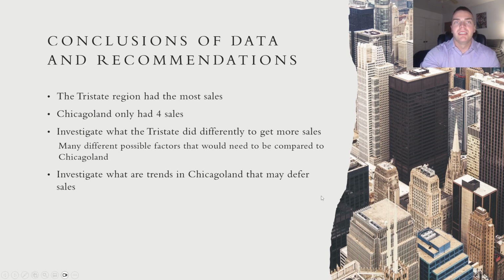So basically, same idea. You want to defer negative trends in the company. Chicagoland was kind of a negative trend as it only got 4 sales. So I would obviously defer it and potentially employ ideas that the Tri-State did differently to other areas and expand on that to make better revenue.